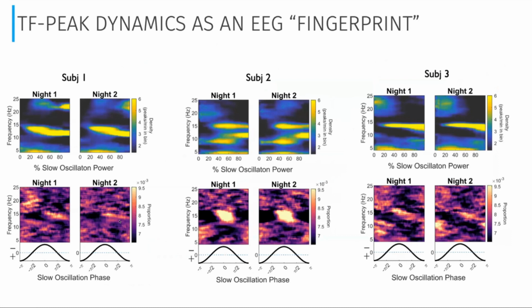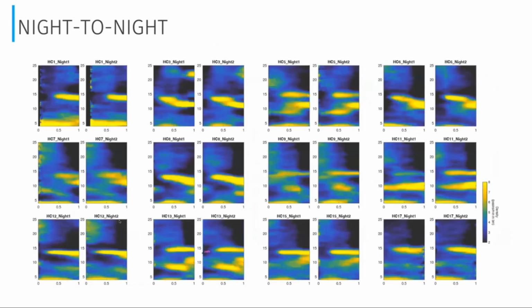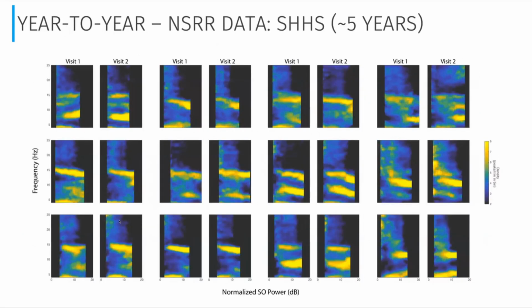Okay, so we can put this all together and we see that these are a robust EEG fingerprint. Again, these are healthy subjects, with night-to-night stability but high heterogeneity between subjects. With as many subjects as you have, you see these vast differences. And this persists. This is from the SHHS, where you had two visits five years apart. You still see that there are some differences, but overall the structure maintains a great similarity.